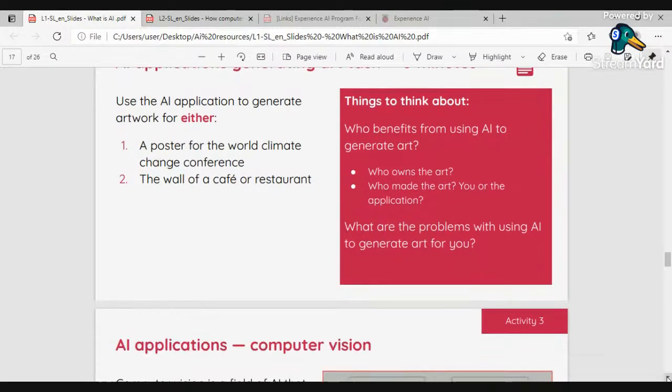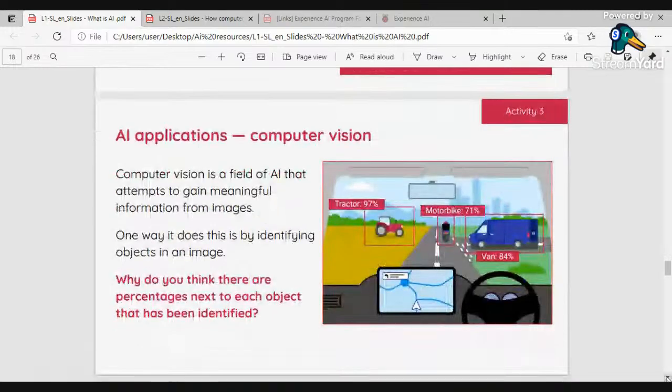So now, AI application: computer vision. The first one we talked about is generative AI, and the second one now is computer vision. Computer vision is a field of AI that attempts to gain meaningful information from images. One way it does this is by identifying objects in an image. If you look at this image, why do you think there are percentages next to each object that has been identified? Now you ask your students, and some of them can think through it.